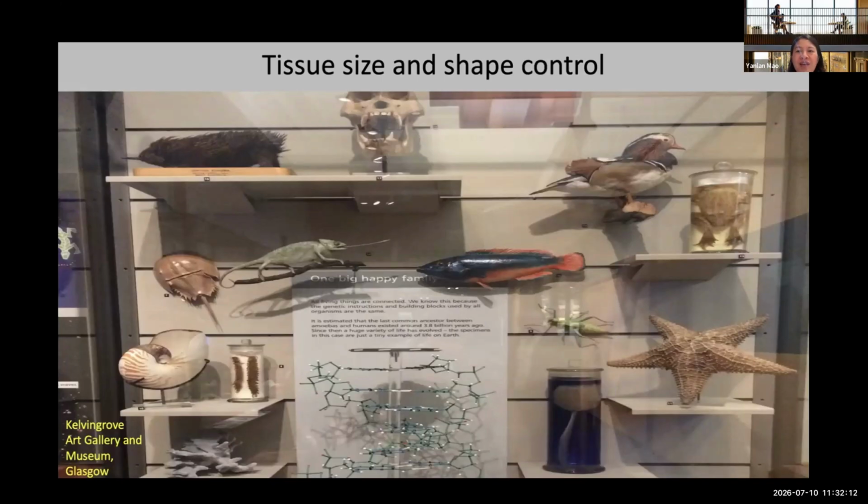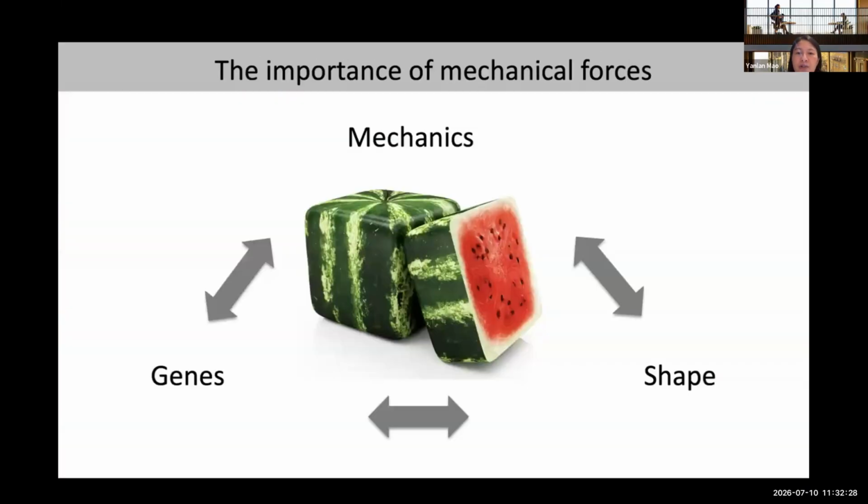So basically in my lab we're interested in the big question of how tissue size and shape is controlled and how we can get this really beautiful diversity in nature, even though at the very basic level we're made up of very similar building blocks. And so the main focus of my lab is really to look at this from the role of mechanical forces.